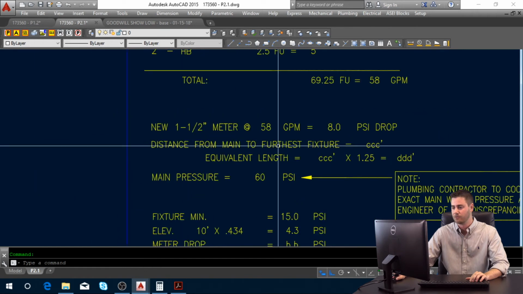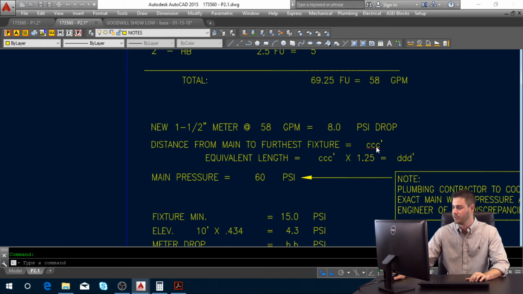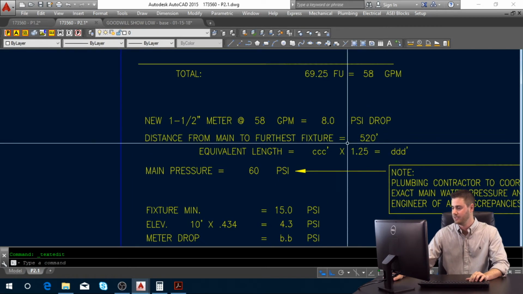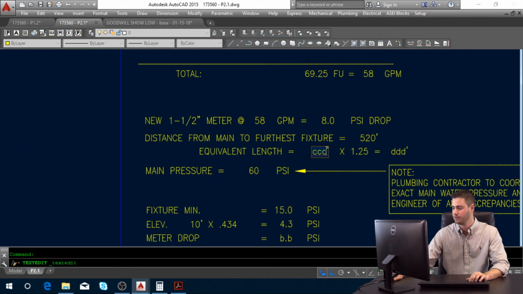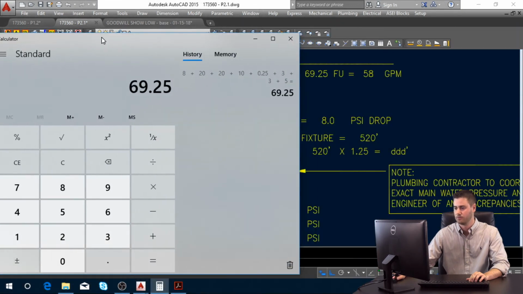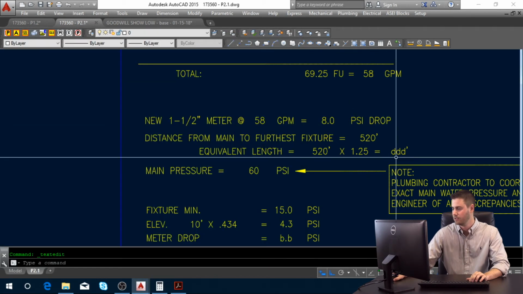From here, we're going to enter our total distance. Again, I've already done this ahead of time to figure out that we had about 520 feet of distance. Again, we had CC here. We'll input this again: 520. Go back to our calculator. 520 times 1.25, which gives us 650.